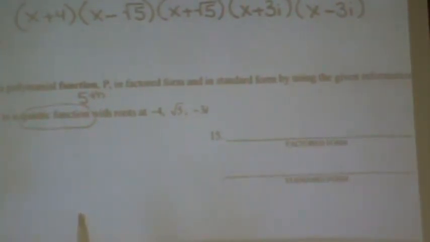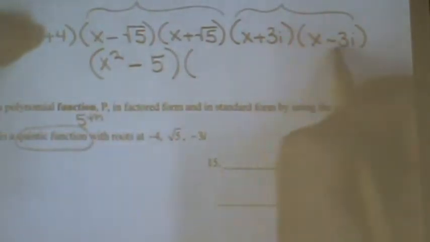Questions? Now, I want you to write it in standard form. It makes sense to multiply these two together and multiply these two together. What do you get when you multiply these two? x times x is x squared. The next two are going to cancel. And what's a negative times a positive? It's a negative. What's root 5 times root 5? Right, a 5.